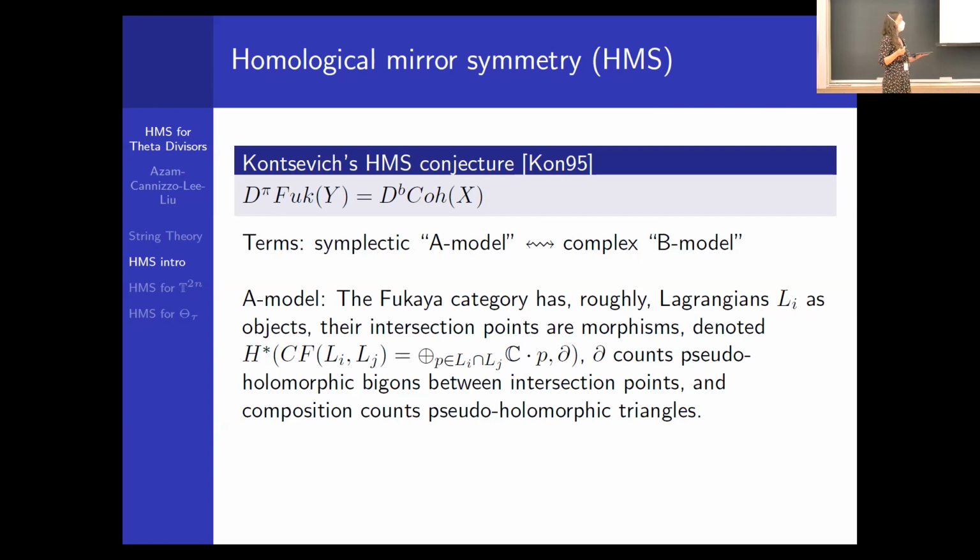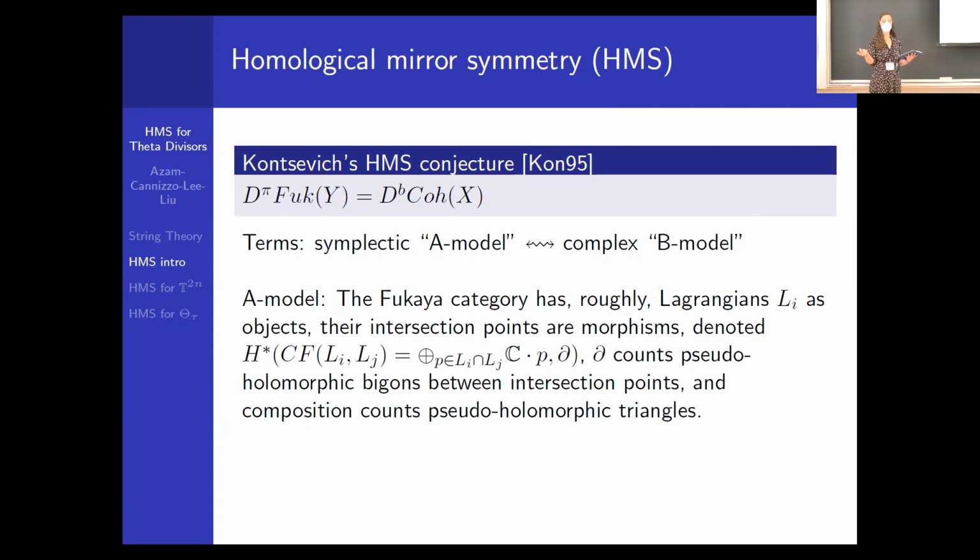Given two Lagrangians, so given two objects in our category, we have to say what is an arrow between them? What is a morphism between the two objects? So a morphism is an intersection point of the two objects. So it's actually a chain complex, and it's generated by these intersection points of the two Lagrangians. So Hom from Li to Lj is the sum of the intersection points of the two Lagrangians. There's a differential, so a differential inputs a morphism, and then it outputs something in here. So that means there's two intersection points. There's input one and output one.